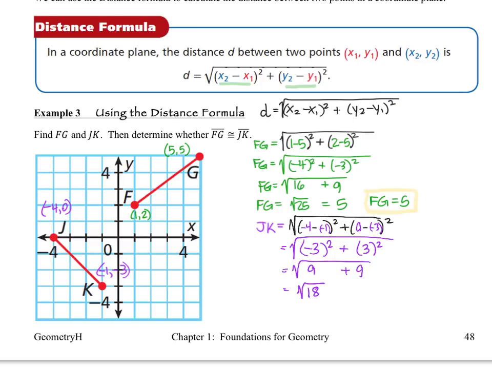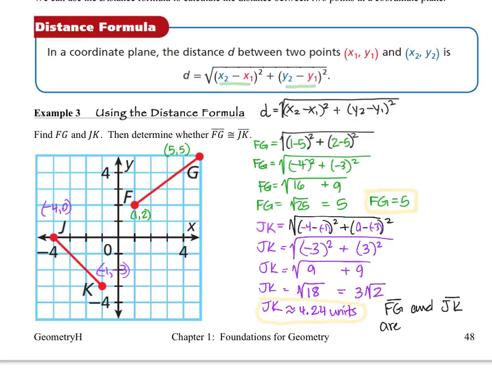And we already know that these two segments are not going to be congruent because the square root of 18 can be simplified as 3 root 2, or if we put it into our calculator, we end up with about 4.24 units. And that is definitely not equal to 5. So for a final answer, we're going to say segment FG and segment JK are not congruent, which is the answer to the question we were originally asked.